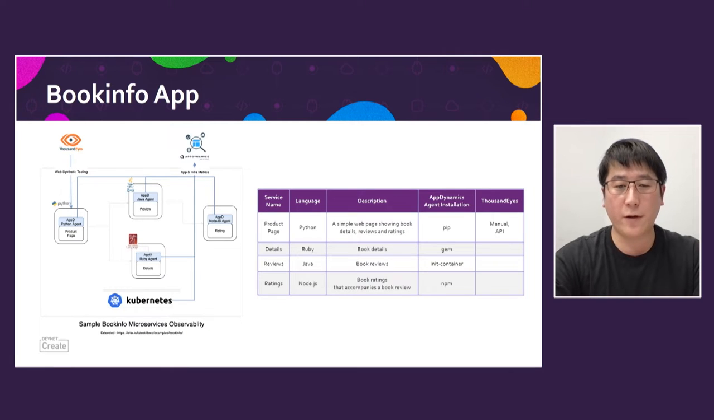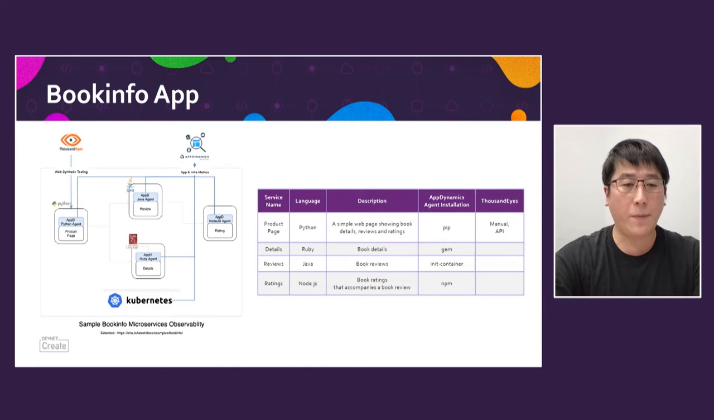Bookinfo is a sample application composed of four different microservices. It was originally created as part of the Istio project to demonstrate various Istio features. And we extended it to demonstrate observability of cloud-native applications.